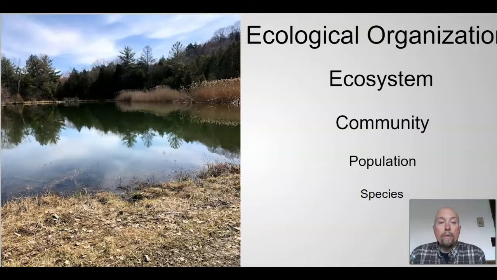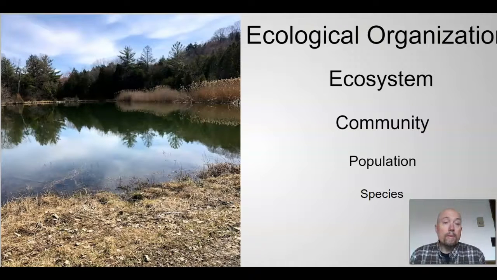And when you do that, you include all of the populations. So you've got the populations of fish, of turtles, of insects, birds, plants, trees, birds that fly in. Anything that interacts in that pond is a part of the community. All living things.